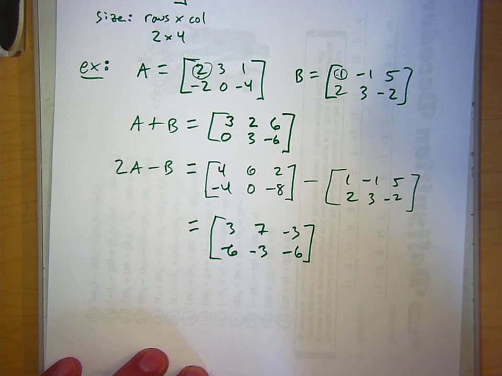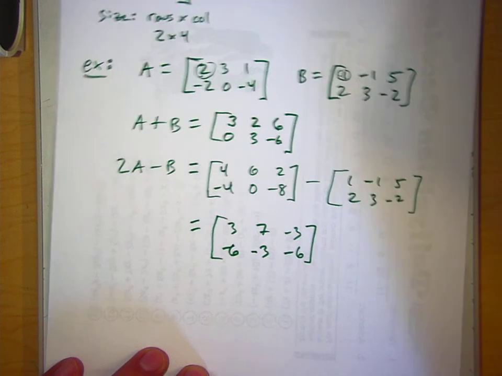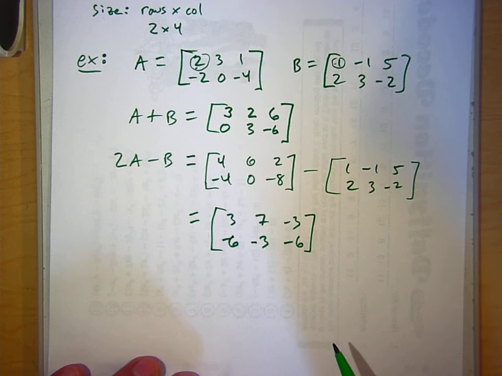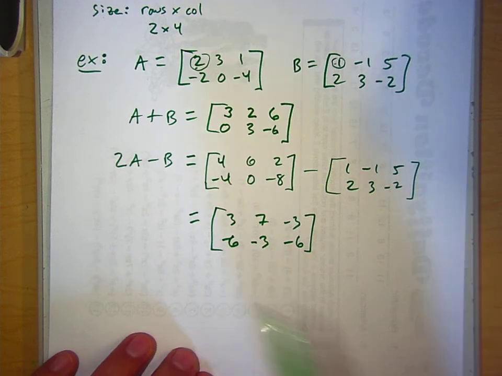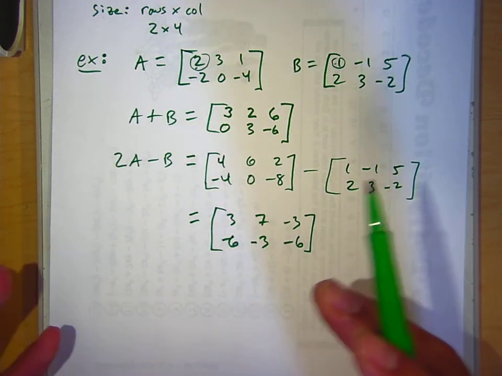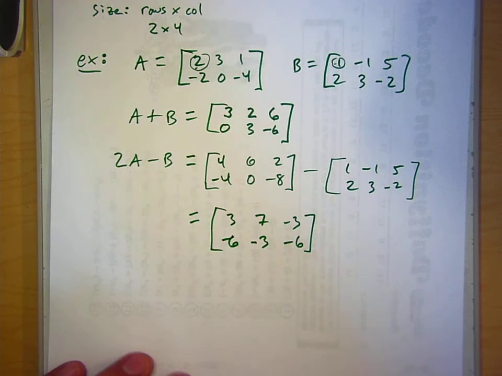Seeing as how some of us make silly arithmetic errors when we're doing this, it's worth showing how to do this on the calculator, which we'll do in a minute. Okay, but are there any questions on how to do things by hand? Okay, so adding and subtracting, pretty straightforward. Got to be the same size. You just basically add or subtract each corresponding spot, and then you're done. Okay.